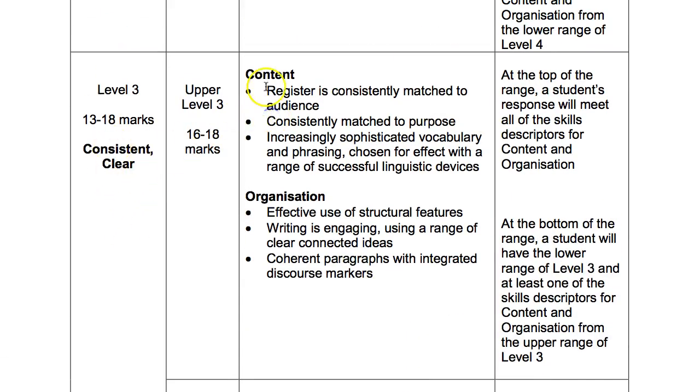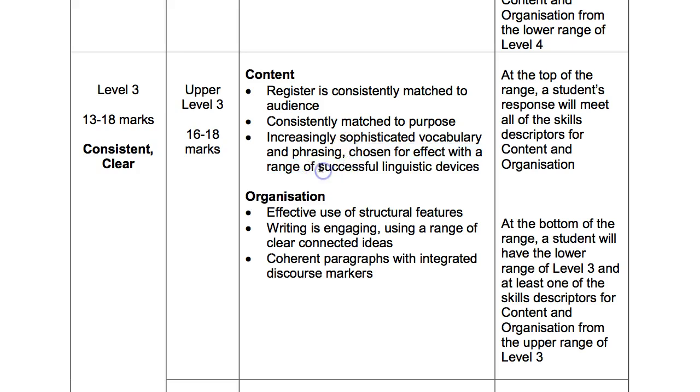So now let's just go through and work out what he's worth. The register is consistently matched to the audience. So the language he chooses is consistently right. Well, the tenses weren't, but otherwise it nearly was. Was it consistently matched to the purpose, describing this train crash? Yes. Was his vocabulary increasingly sophisticated? Well, you got a sense of him really reaching for words, especially the verbs. Is it chosen for effect? Yes, it is.